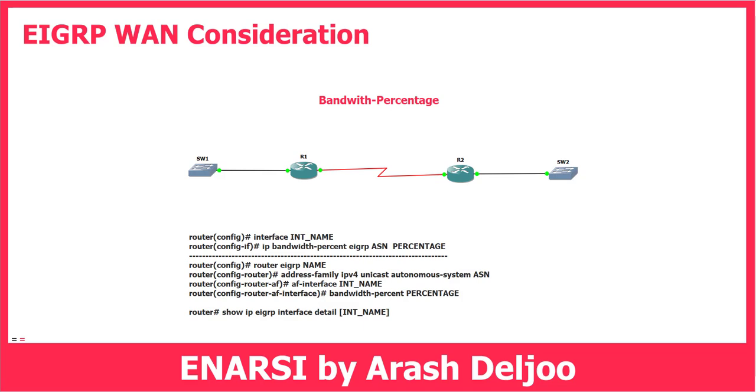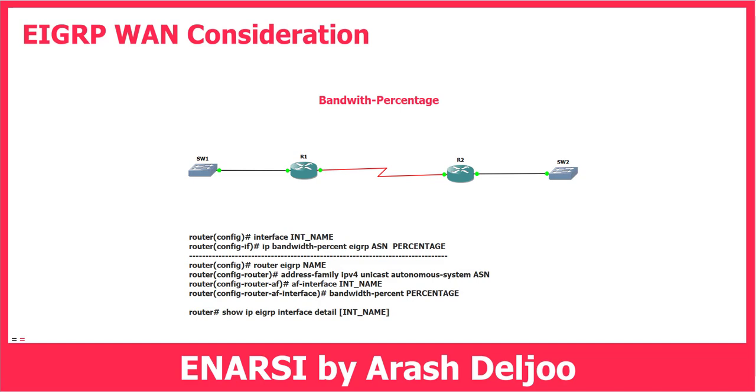EIGRP WAN consideration. In this video, I'm going to talk about some topics related to the WAN. We can call all of them WAN considerations. Okay, first let me talk about the first feature. We call it the bandwidth percentage.